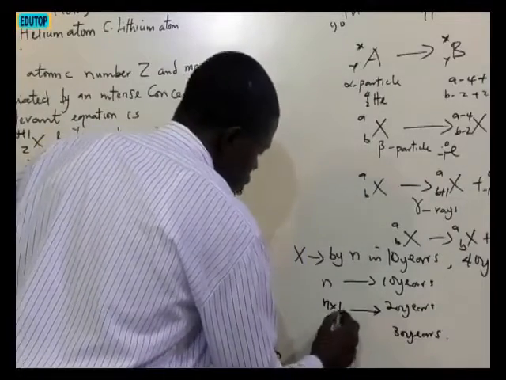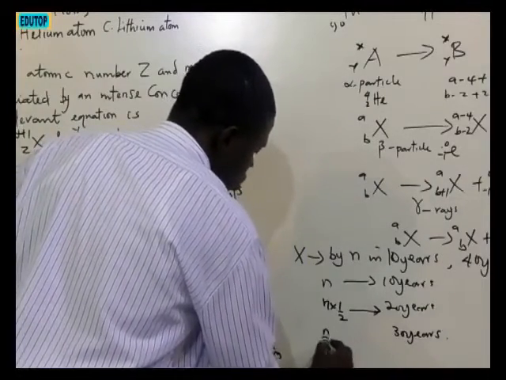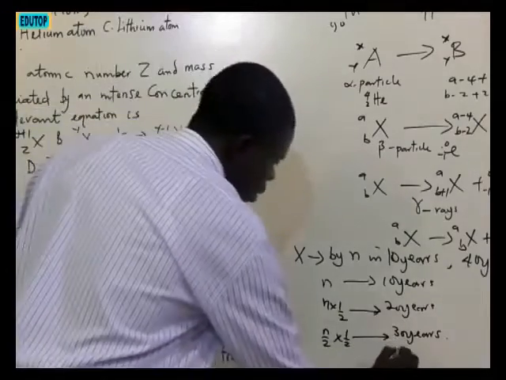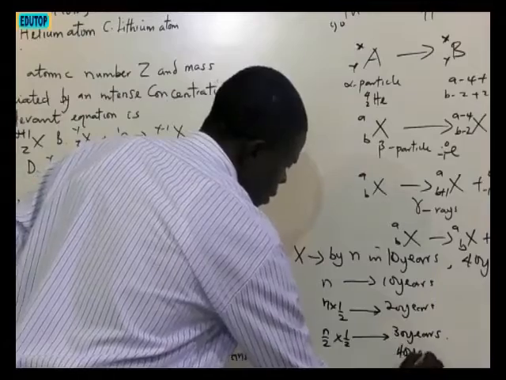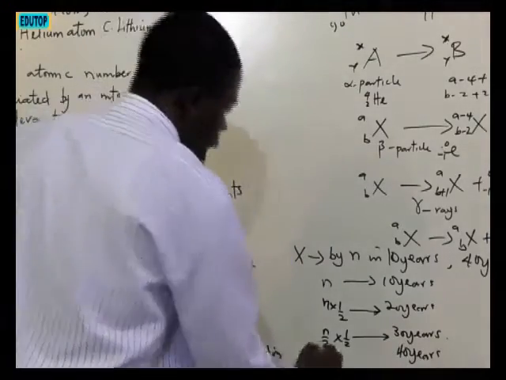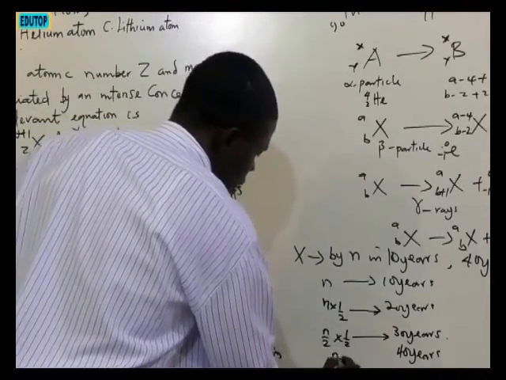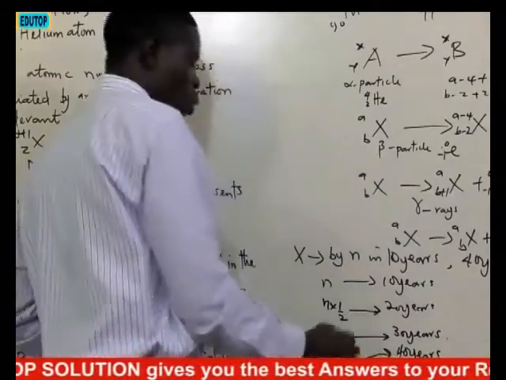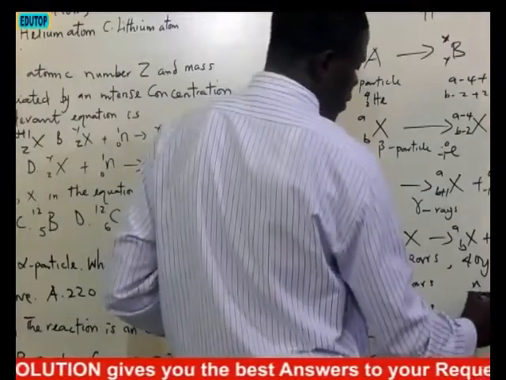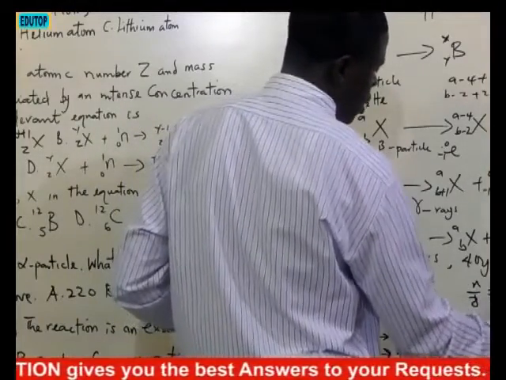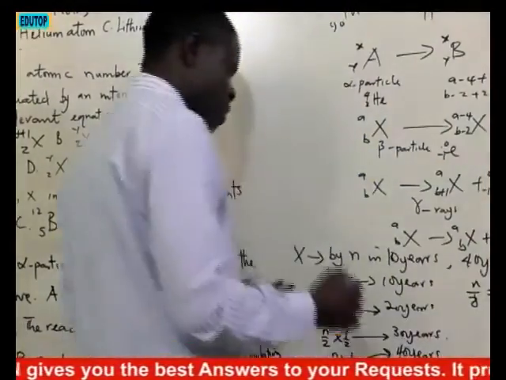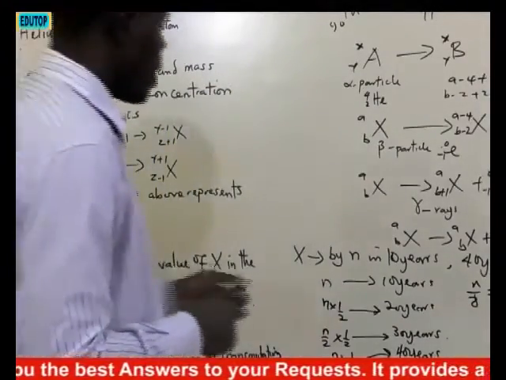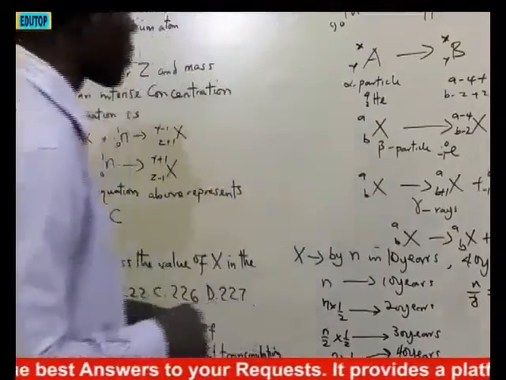You're going to have, this one becomes what? N over 2 times another half. That's for 30 years. Then for 40 years, you are going to have, this is what? N over 4. N over 4 times 2 or half. And that's for 40 years. And that's now what? That is N over 8. So the fraction in 40 years will be 1 over 8. That is how to determine the half-life of a particular radioactive substance.